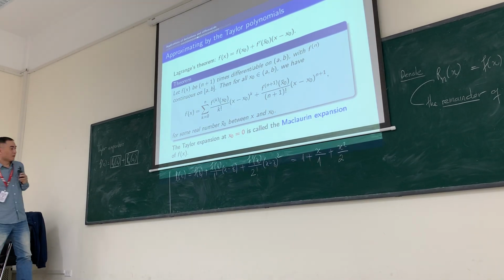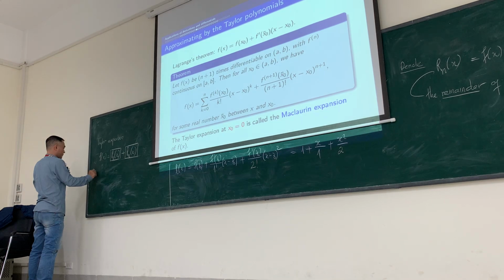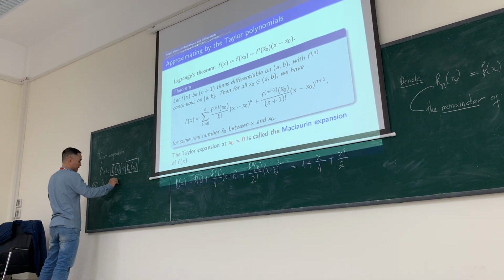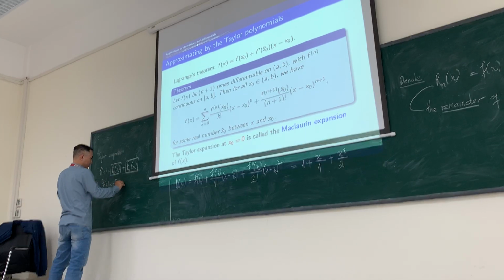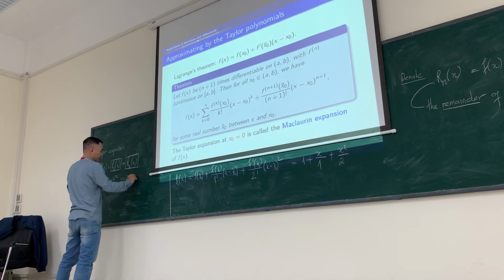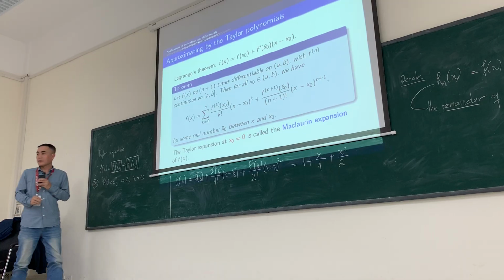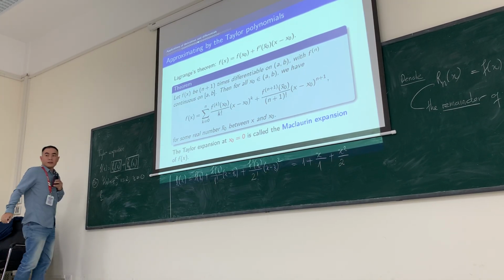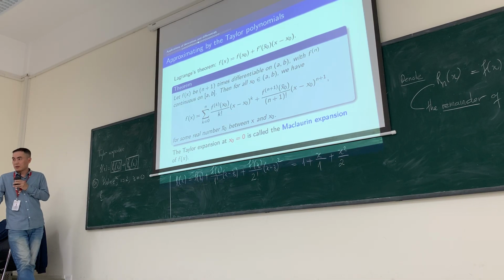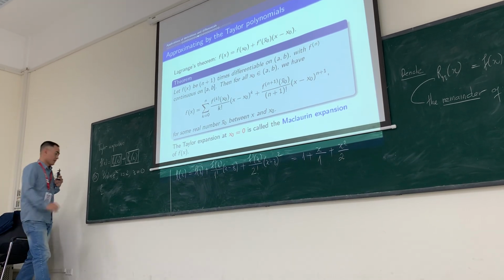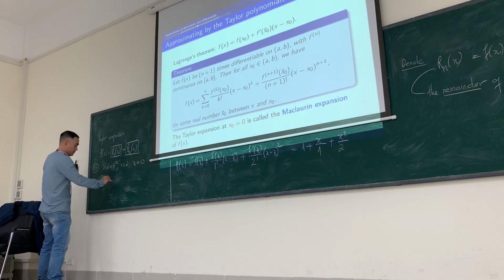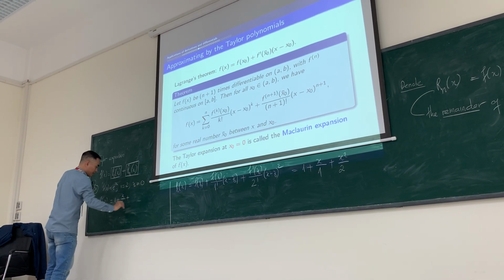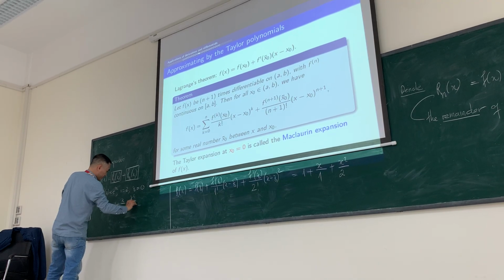Okay. Now we return to the example. f(x) is equal to the exponential of x, and n equals 2, x0 equals 0. I think you know the Taylor polynomial of function f, P2(x), is equal to 1 plus x over 1 plus x squared over 2.